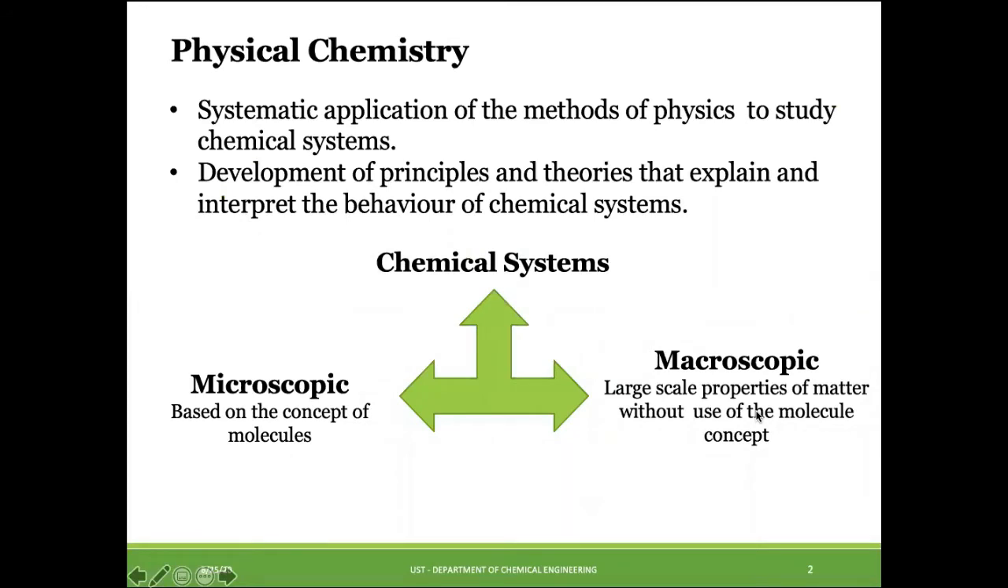Now, when we say physical chemistry, physical chemistry is the systematic application of the methods of physics to study chemical systems. Physical chemistry is the branch of chemistry that establishes and develops the principles of the subject in terms of the underlying concepts of physics and the language of mathematics.